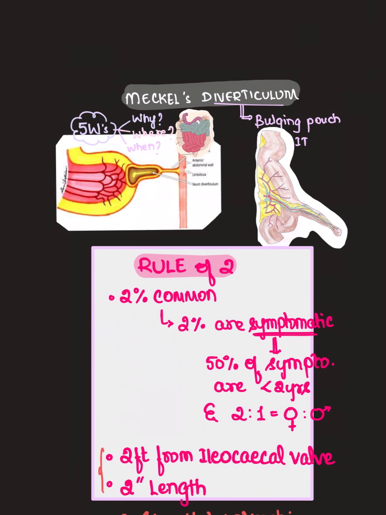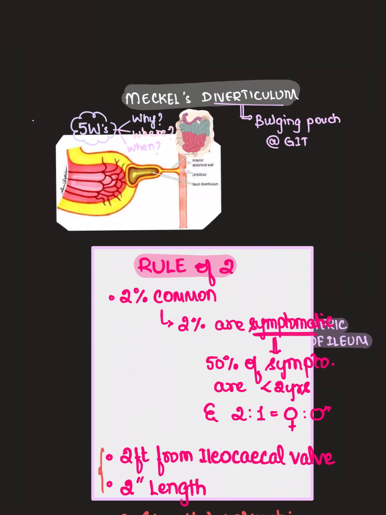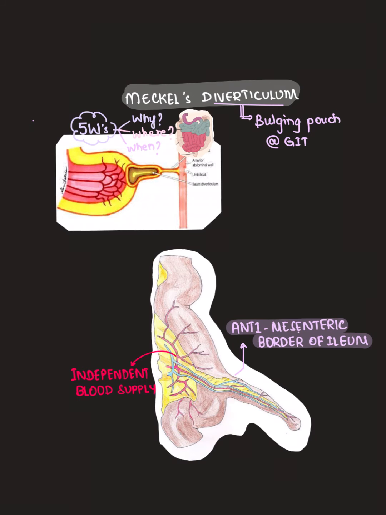Some important characteristics to be noted here are: the first thing is that, as I've already told, it's arising from the anti-mesenteric border of the ileum, and it has an independent blood supply, and all the layers of the bowel are present in this diverticulum, and it is communicating with the umbilicus. Remember, it is communicating with the umbilicus through a band or a fistula.